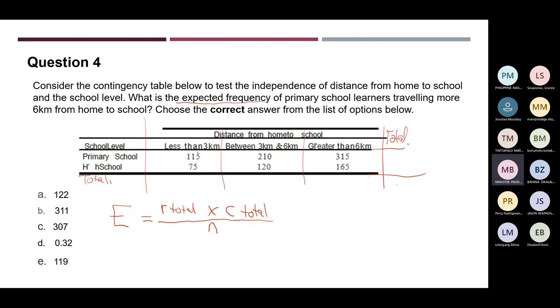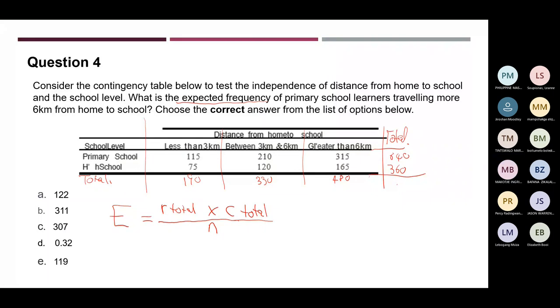So let's calculate manually. 115 plus 75 is 190. 190 plus 120 is 310. Then 313, and 313 plus 165 is 480. Let's go to the rows. 115 plus 210 plus 315. This one I cannot do by heart now. That is 640. And 75 plus 120 plus 165.